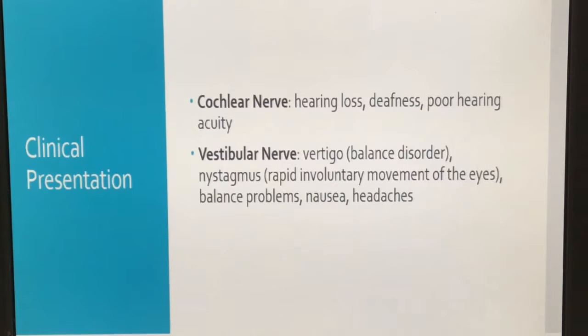The clinical presentation for the cochlear nerve is hearing loss, deafness, and poor hearing acuity. And for the vestibular nerve, the clinical presentations are vertigo, that is a balance disorder, nystagmus, that is rapid involuntary movement of the eyes, balance problems, nausea, and headaches.